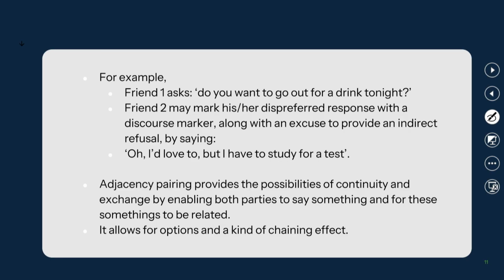For example, this I have quoted from a paper. Friend 1 asks, do you want to go out for a drink tonight? Friend 2 marks his dispreferred response with a discourse marker. Friend 2 does not want to go, but because rejection is the dispreferred option, what they do is use a discourse marker: oh, I would love to. That means you are already signaling that a disapproval is coming along, and then, but I have to study for a test. So, the discourse marker is followed by an explanation. This is a roundabout way of rejecting the proposal of going out for a drink. This is what it means when we say dispreferred versus preferred option.